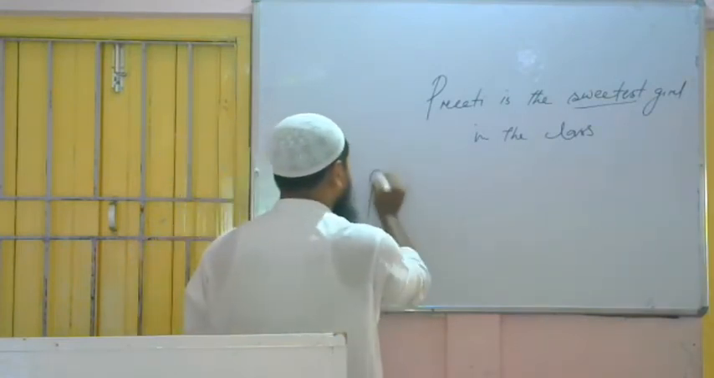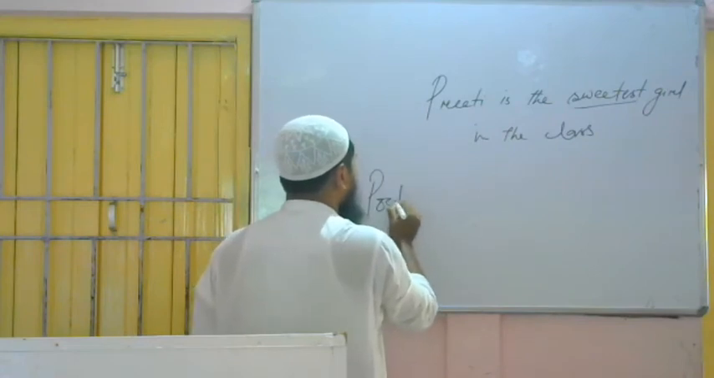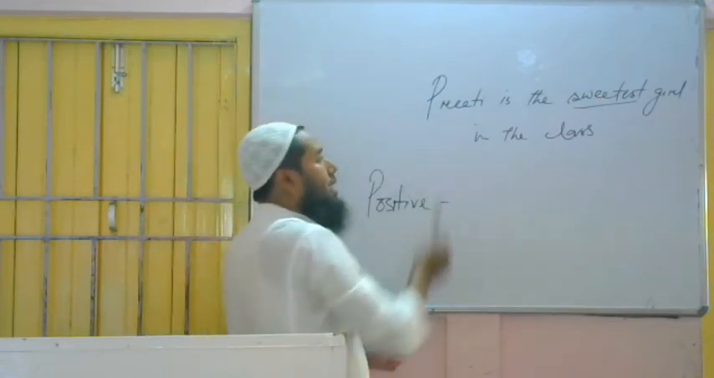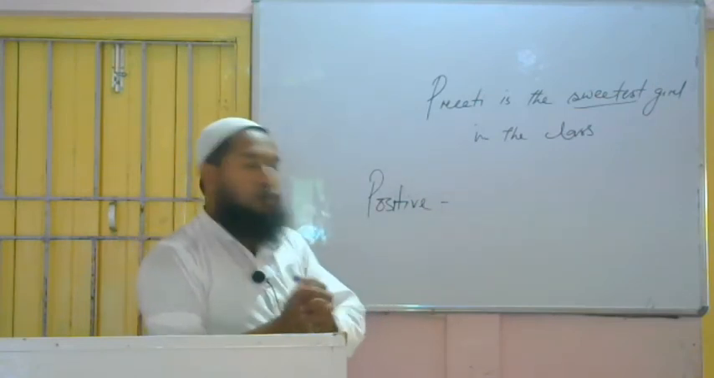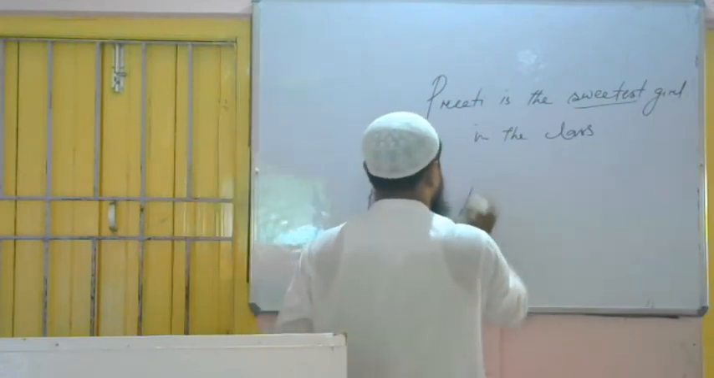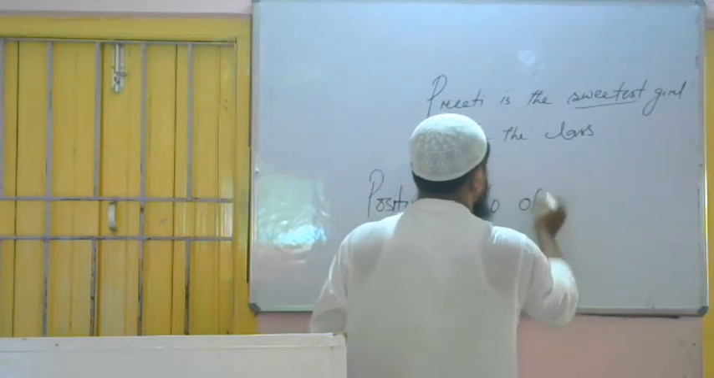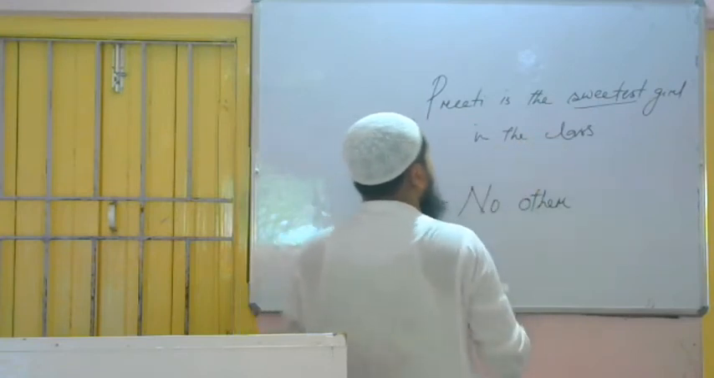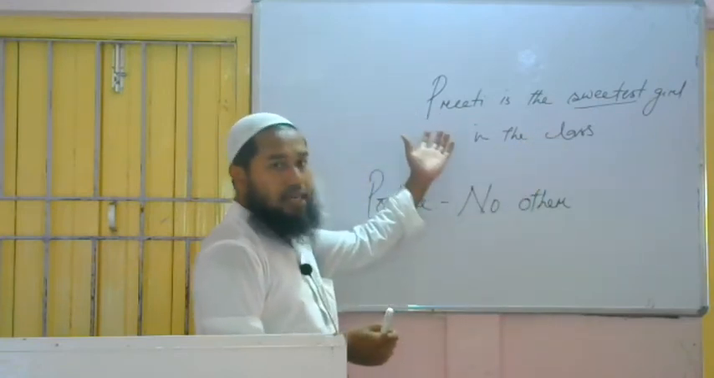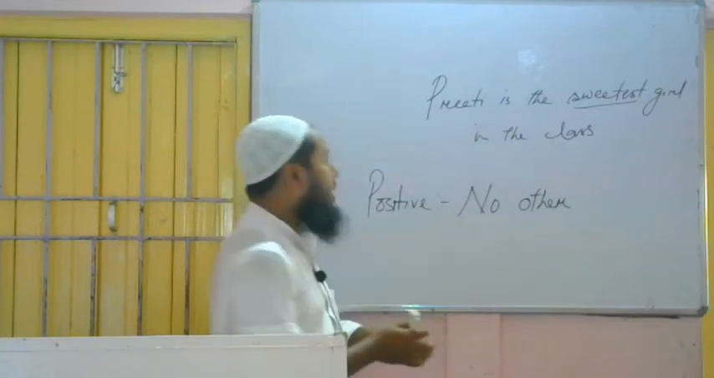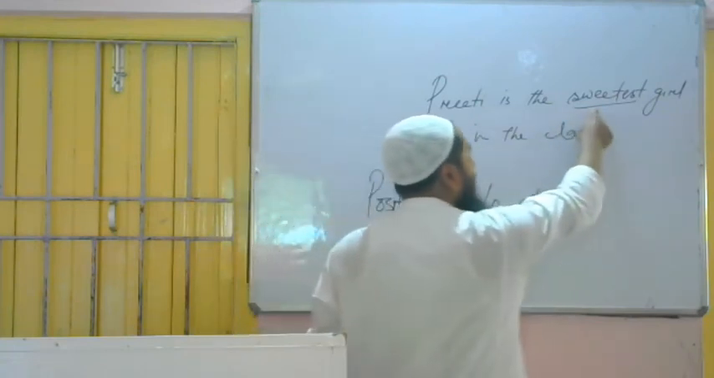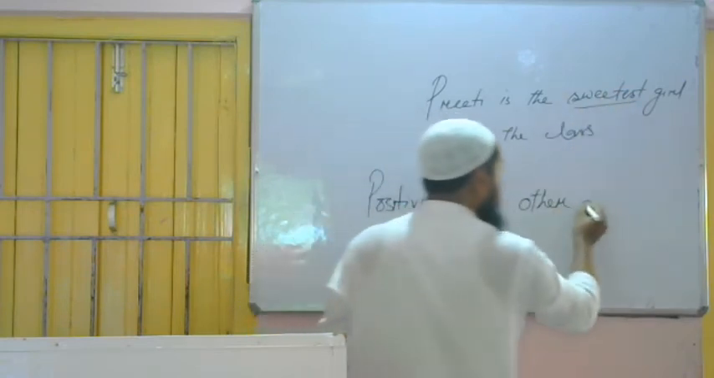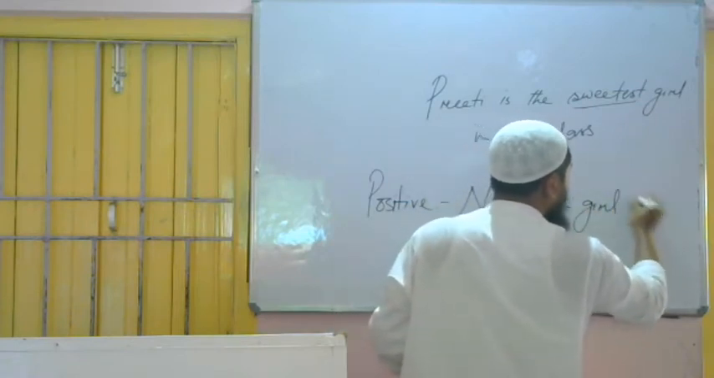Now we are asked to change the degree of the sentence to positive degree. How to change? When we get superlative degree and we have to change it into positive, then we have to use what? No other first. No other what? No other girl. So in positive degree we are telling about Preeti. What is she? She is sweet. So we have to use the positive form of sweet, and before sweet we have to use as. After sweet also we have to use what? As. No other girl in the class.